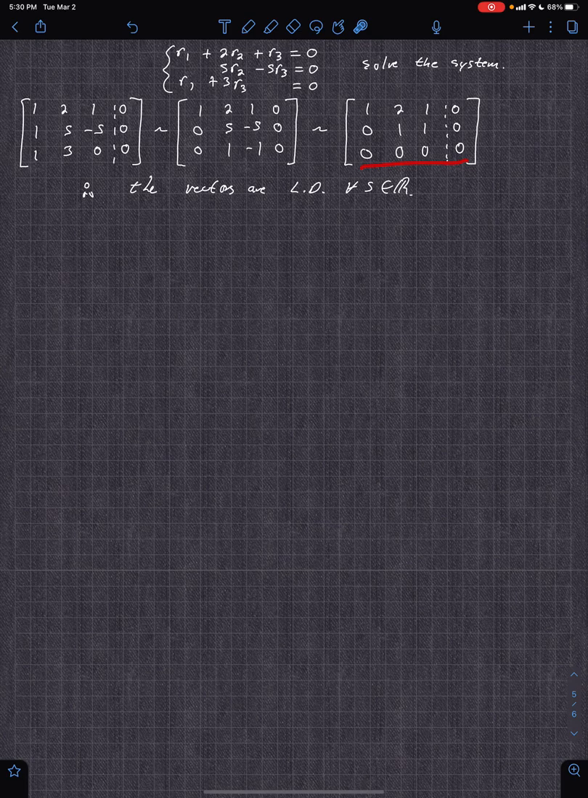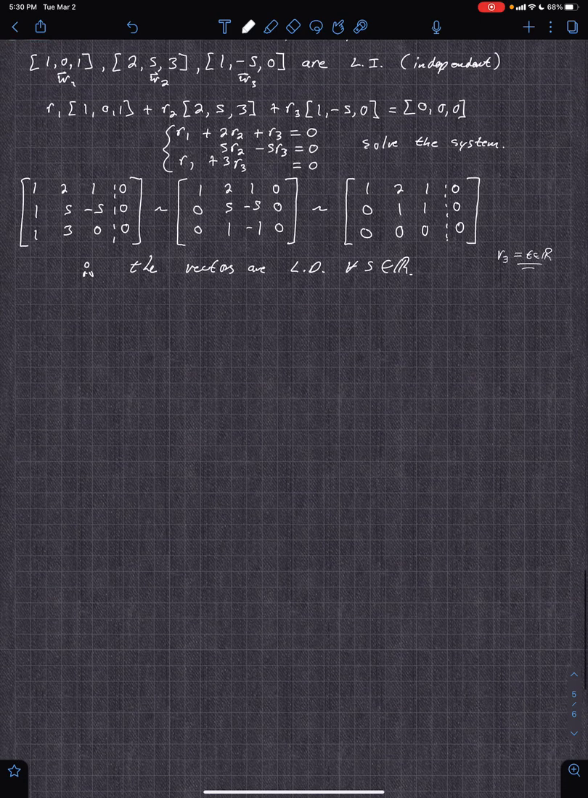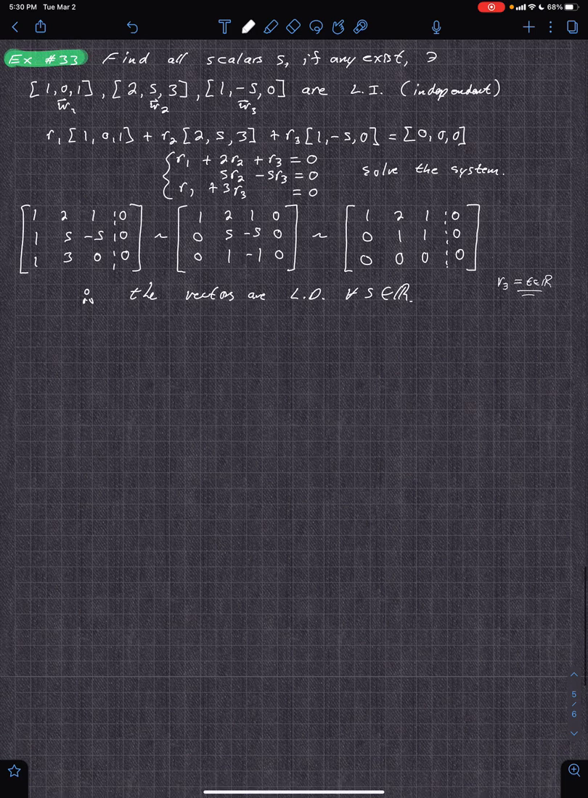If this zeroes out, what does that tell you? This tells you that R3 can be anything. It has an infinite number of solutions because R3 is any value. Therefore, it's a non-trivial solution. Therefore, it's dependent regardless of S. There are no S values that'll give you linearly independent vectors. Okay, so therefore, the vectors are linearly dependent for any S, for all S.